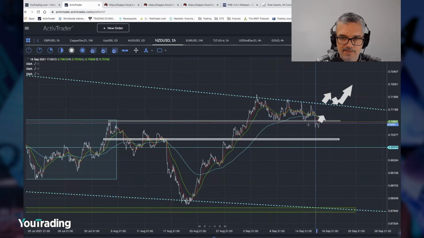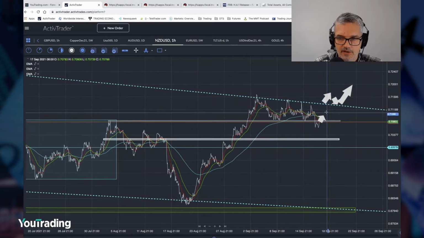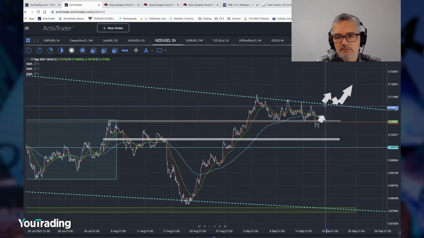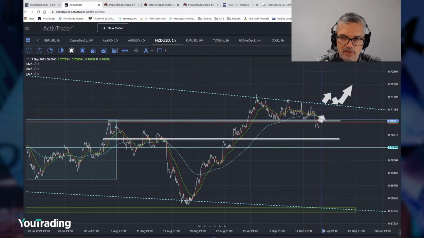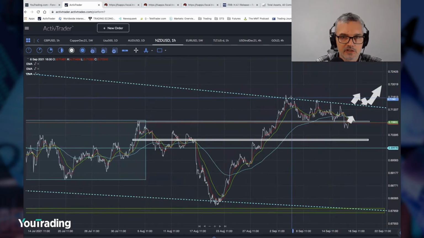Going by this chart, personally, I'm more of a conservative trader. I'd like to see that this plays out through the London session, that other traders are also on board with this, and that we get a push higher, return and continuation. So that's the New Zealand dollar.